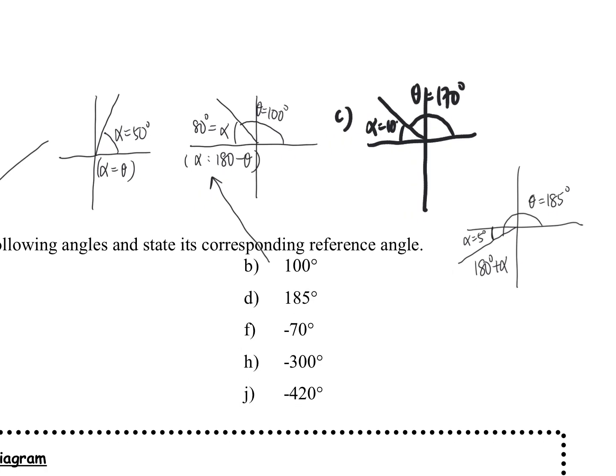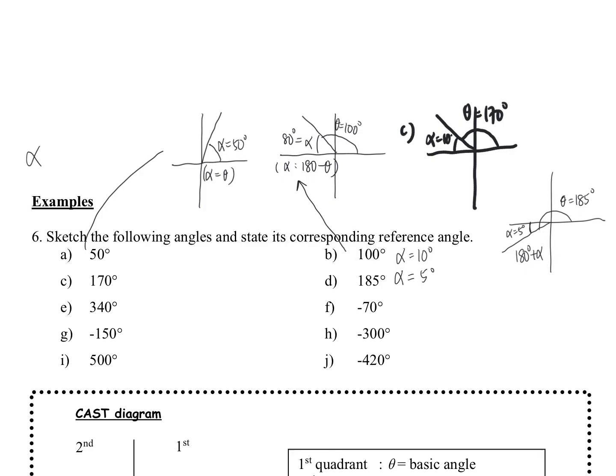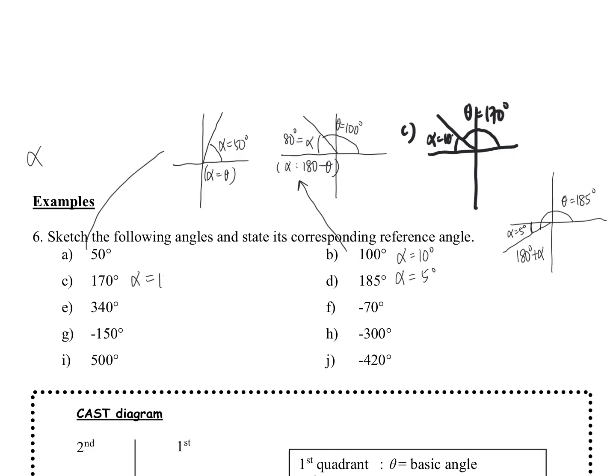Okay? So what I'm saying is this one is 5. This one is the 10. The acute is just your reference angle because it's in the first quadrant. It doesn't go anywhere else.